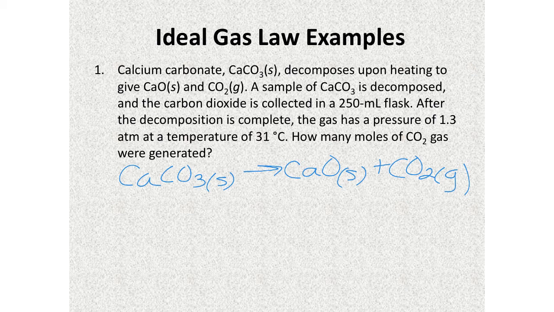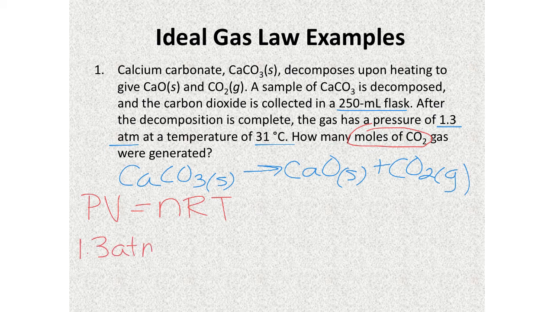So we generate carbon dioxide gas, and it's collected in a 250 milliliter flask. The pressure is 1.3 atmospheres, temperature is 31 degrees Celsius, and we are trying to solve for moles of gas that were generated. So we can plug that into PV equals nRT. So P is my pressure. That's going to be 1.3 atmospheres. V is volume. That will be 250 milliliters.